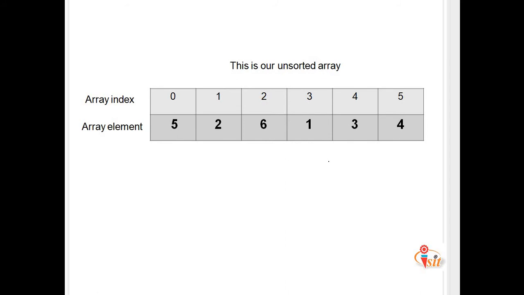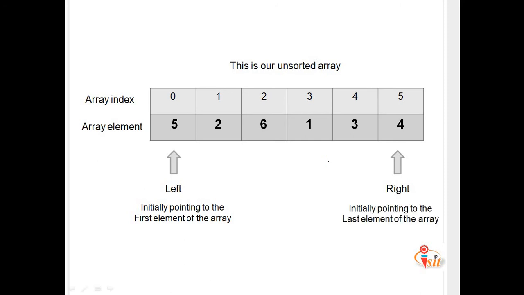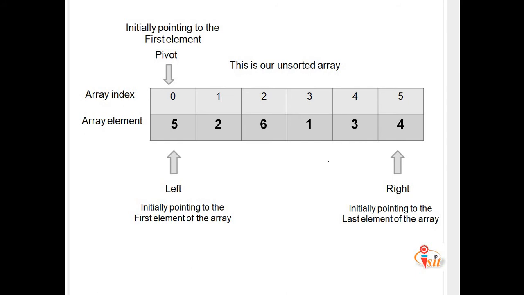So first, initially we need to consider the left, afterwards the right, and afterwards we need to find out the pivot. So left is initially pointing to the first element of the array. Afterwards, right is initially pointing to the last element of the array, and the pivot is initially pointing to the first element of the array. So here we have identified the left, right as well as the pivot.